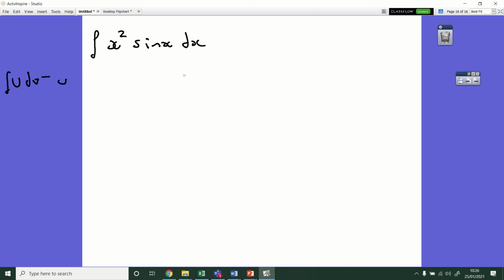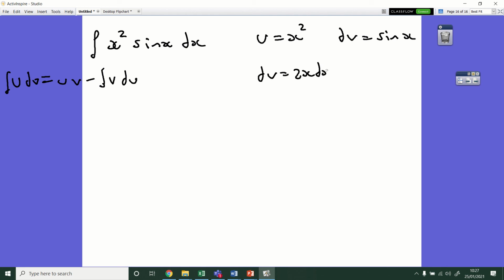Here's the formula again: uv minus the integral of v du. I'm going to let u equal x squared. I'm going to let dv be sine x. du equals 2x dx. v is minus cos of x. So now I can use the formula. So my integral, if I call it I, which is normally what we tend to do for an integral, I'm going to not write it out again. So my integral is x squared times minus cos of x is this, minus the integral of minus cos x times 2x dx.